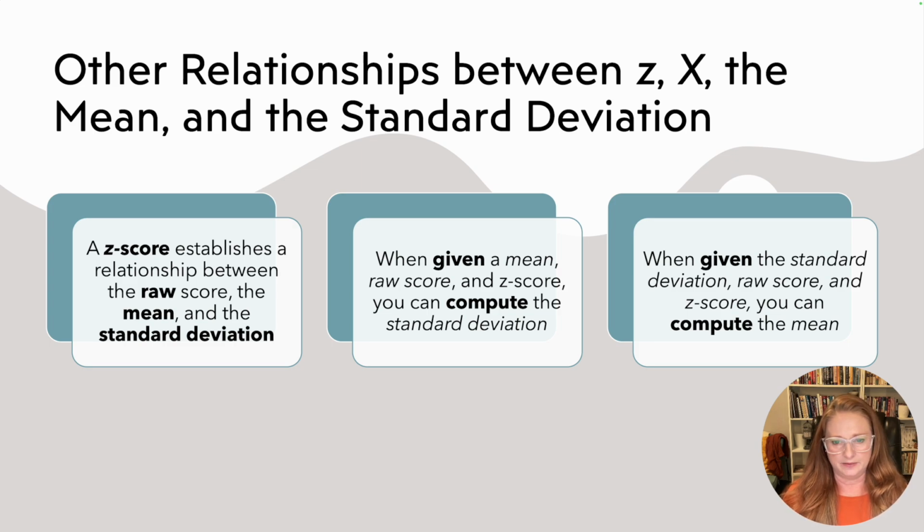When given a mean, or average, and you also know the raw score, and therefore you know the z-score, you can compute the standard deviation. So if you're looking for the standard deviation, you can find it as long as you have the mean, the raw score, and the z-score. Also, when you already have the standard deviation, the raw score, and the z-score, you can compute the mean.